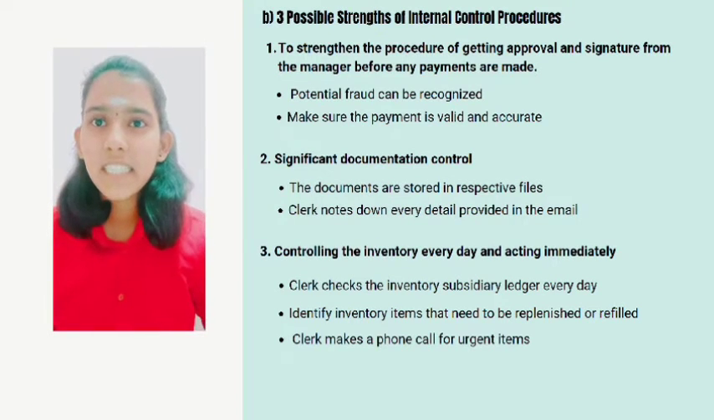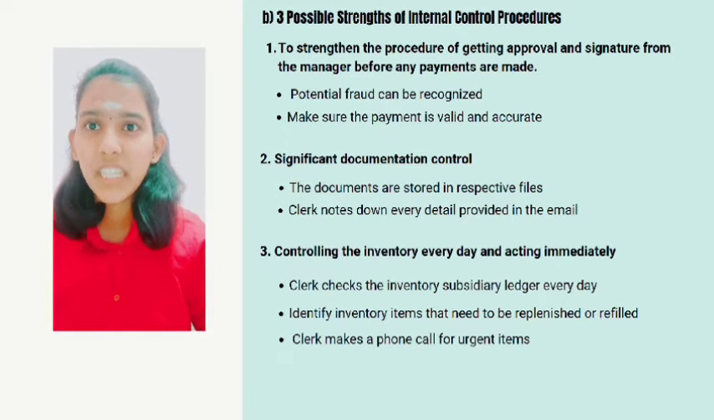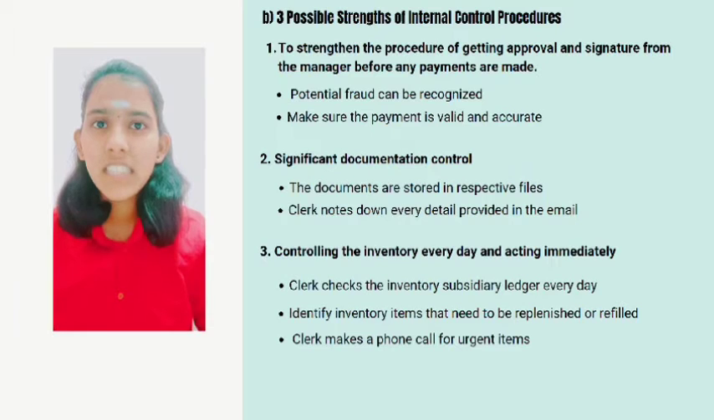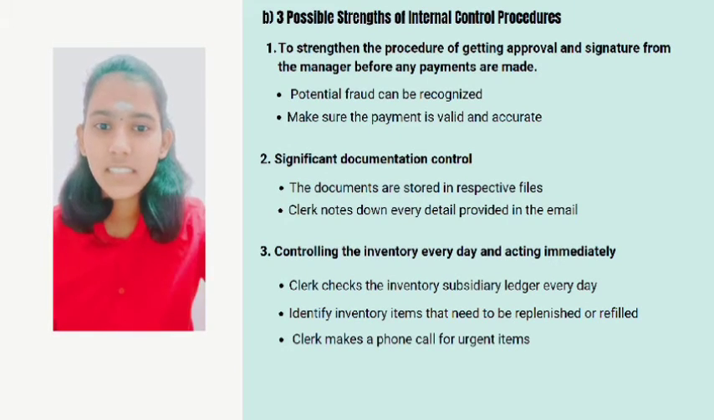Finally, the strength exhibited by the Sampin and Songket enterprise is controlling the inventory every day and acting immediately. This is because the inventory control clerk checks the inventory subsidiary ledger every day. Moreover, the purchase department will receive an email from the inventory control clerk to place an order, and the clerk will make a phone call for urgent items.